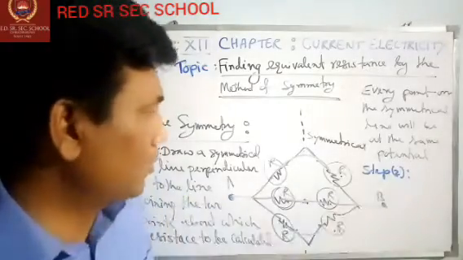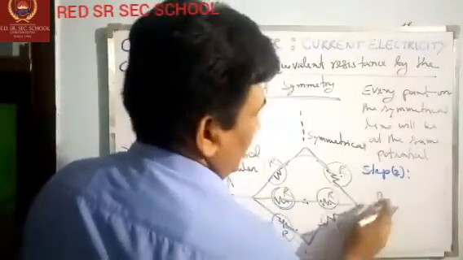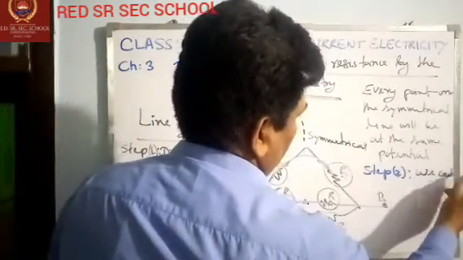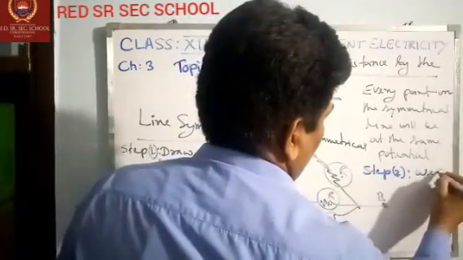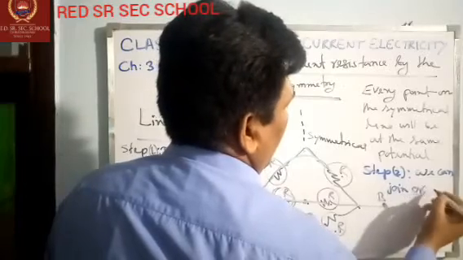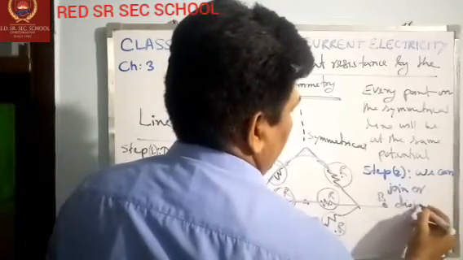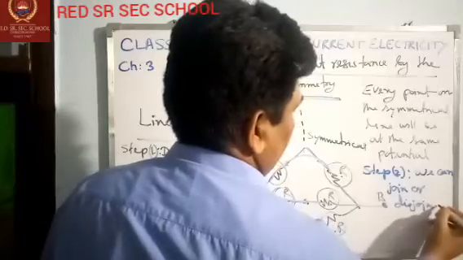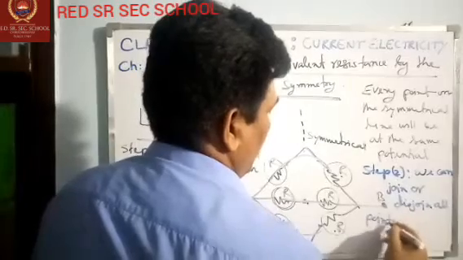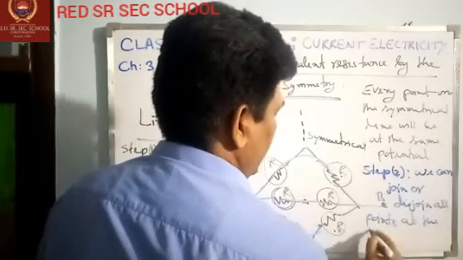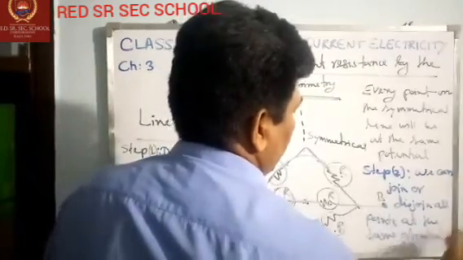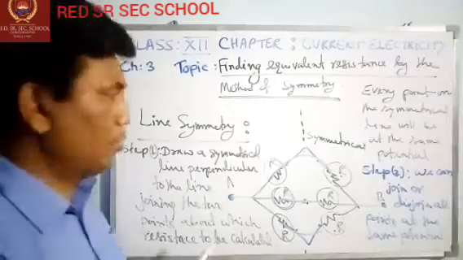So what is that step 2? We can join or disjoin all points at the same potential. Preferably you should write the 2 steps.